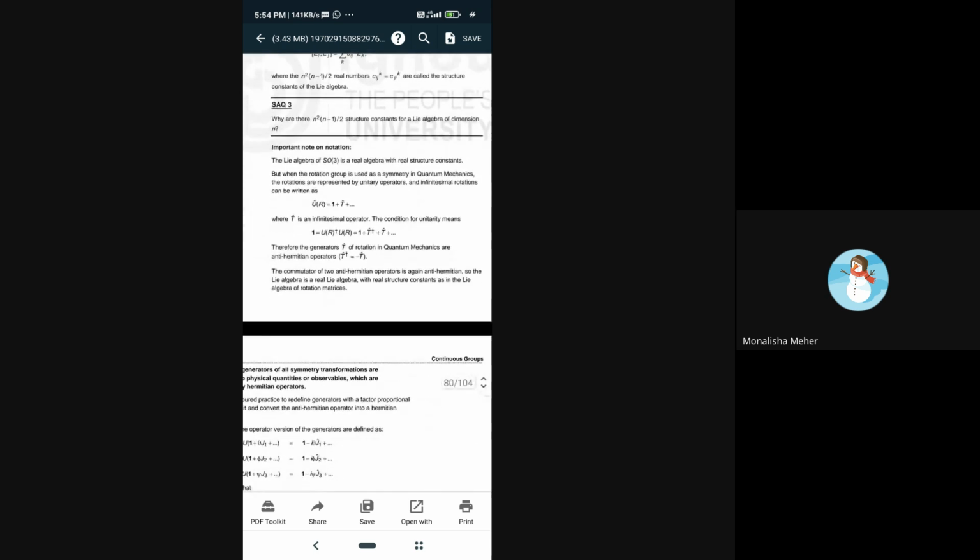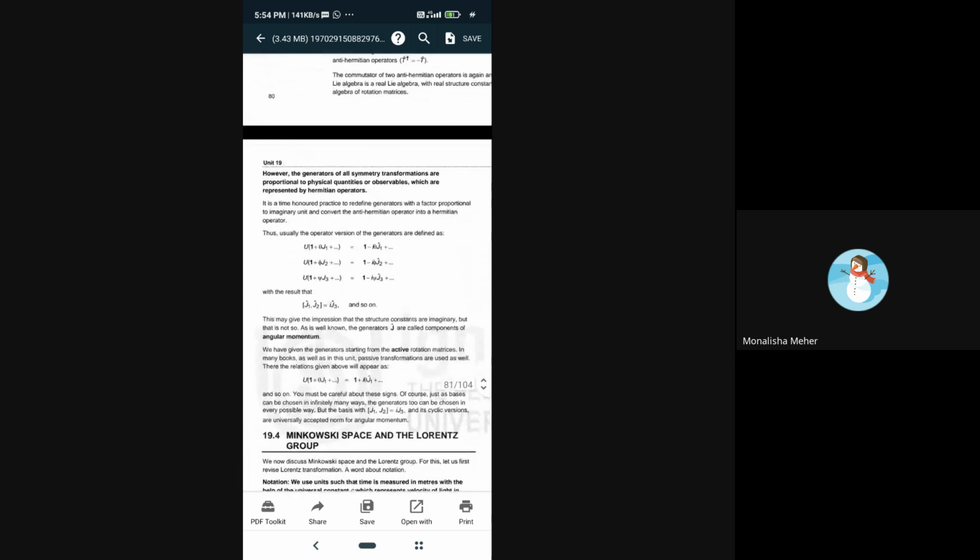So [e_i, e_j] is equal to the summation over k of c_ij^k e_k, where the n squared (n minus 1) by 2 real numbers c_ij^k, with c_ij^k equal to minus c_ji^k, are called the structure constants of the Lie algebra. So things are like this. The generators of all symmetric transformations are proportional to physical quantities or observables, which are represented by Hermitian operators, which I have discussed in your quantum mechanics class.